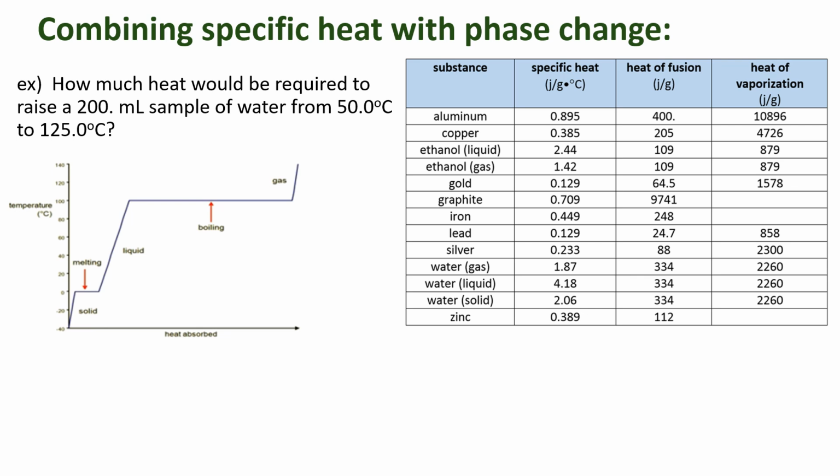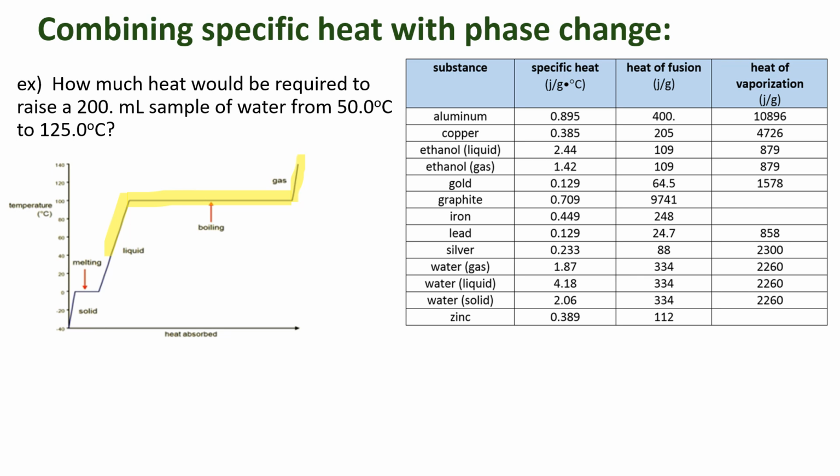So this is a little bit different. This is going to involve 3 steps. So first we have to raise the 50 degree water up to 100. Then we have to go ahead and boil that sample of water. So that's going to take a lot of heat. And then we have to take it up some more to 125. So this is actually going to be 3 different problems, and then we're going to add up our 3 answers.